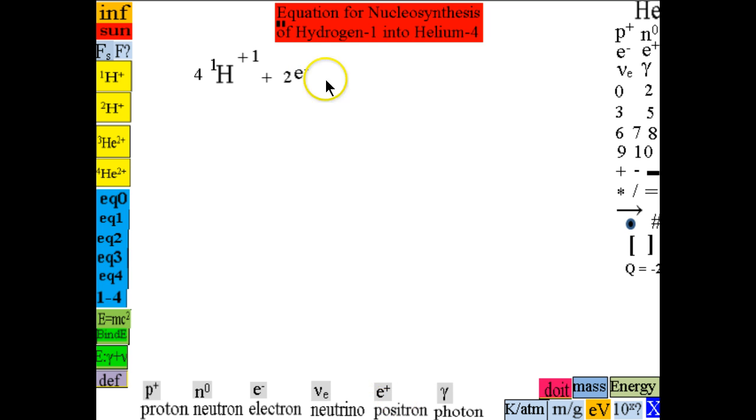And now this gets us 1 helium nuclei, and it is a helium 4. That means it has 2 protons. Helium is an element that has 2 protons. In addition, it has 2 neutrons. And as it has 2 protons, its electric charge is 2+.